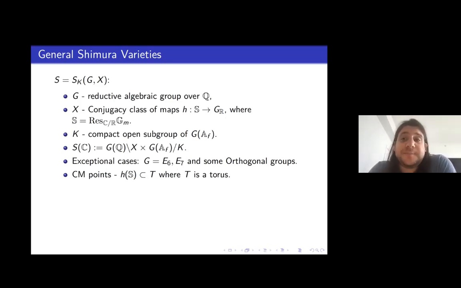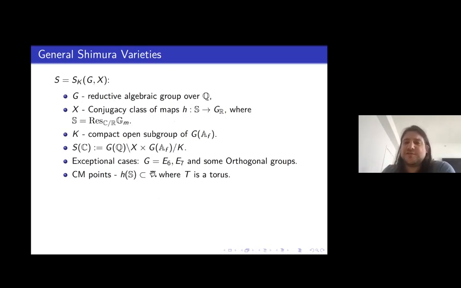Now, how do we think of CM points from this perspective? Well, it's actually quite simple. So CM points are sort of like the zero-dimensional Shimura varieties. So when is this X just a collection of points? Well, when this conjugacy class here is just a single element, because this is a real thing. It's either a point or it's got some dimension to it. In other words, it's when this G is abelian. So CM points just correspond to those maps from S to G_R whose image lies inside some subtorus T of G. Now, there's an important thing to keep in mind here.